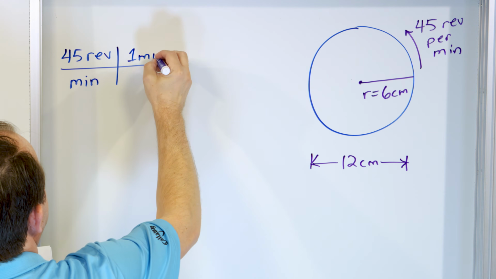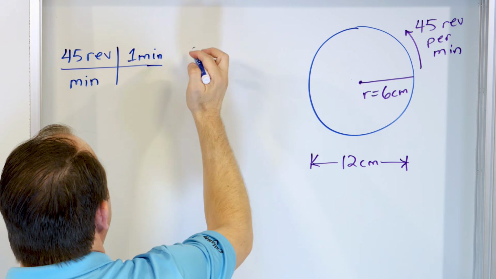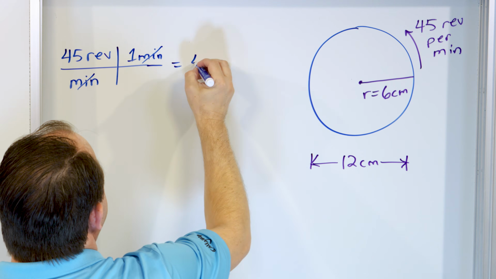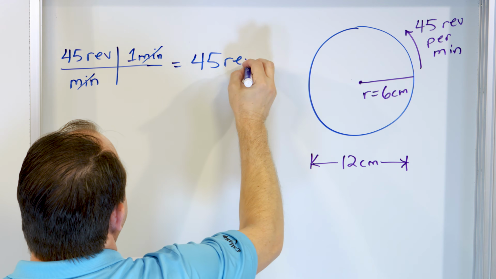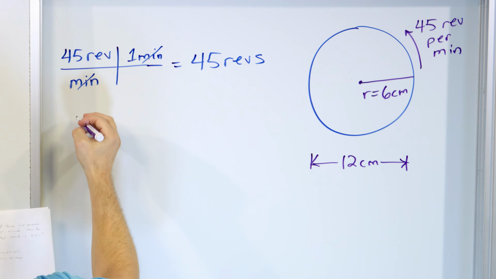Well, we're just going to multiply by 1. So if it's 45 RPM and you travel over a 1 minute period, these cancel, and so it's 45 revolutions. 45 revolutions happen in 1 minute.